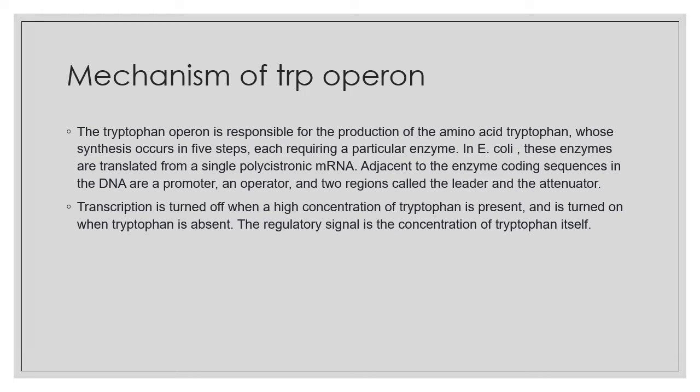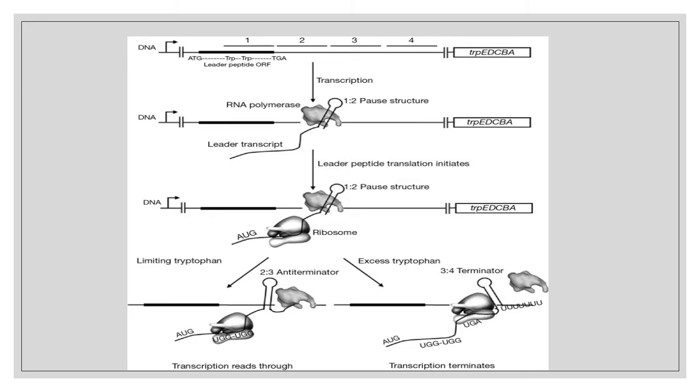Adjacent to the enzyme encoding sequences is the presence of the promoter and operator and the 2 regions called the leader and the attenuator. The transcription is turned off when a high concentration of tryptophan is present and it's turned on when tryptophan is absent. The regulatory signal is the concentration of tryptophan itself. The TRP operon has 2 levels of regulation, an on-off mechanism and a modulation system.